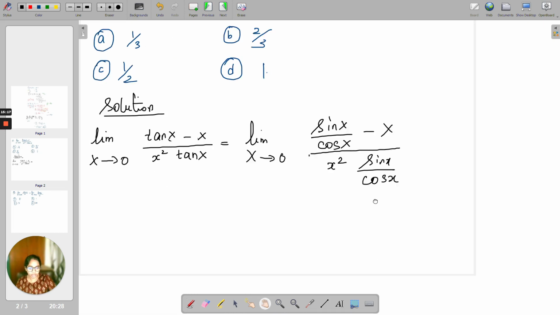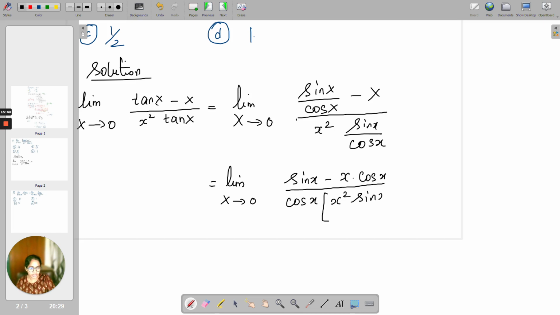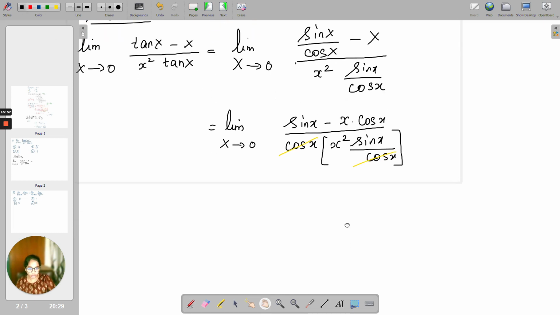Yes. So now take the LCM in the numerator. What would you get? Yes, limit x tending to 0, sin x minus x into cos x, divided by, I have a cos x here that comes to the denominator, into x square sin x divided by cos x. If you observe deeply, one of the terms gets cancelled. Yes, that is cos x and cos x gets cancelled. Okay. So now what else can you do?